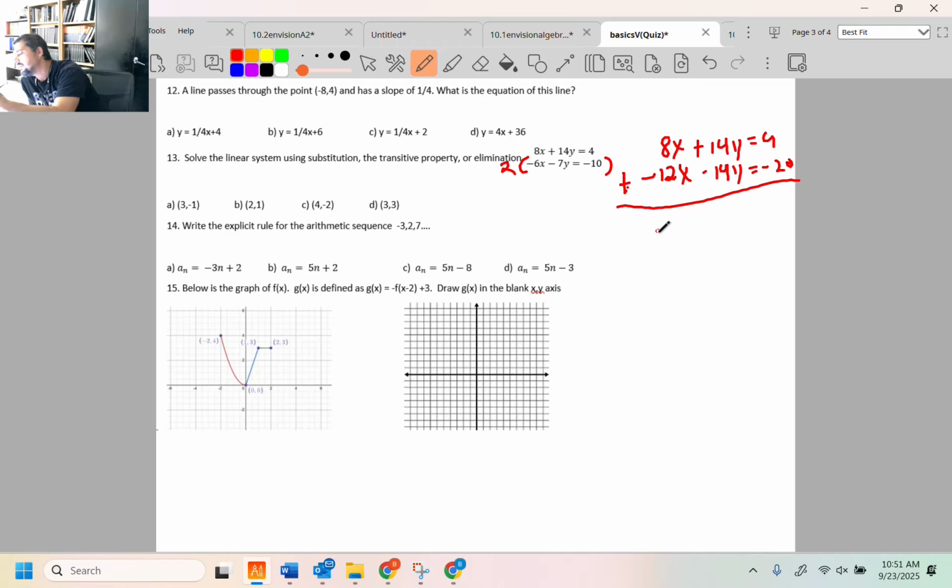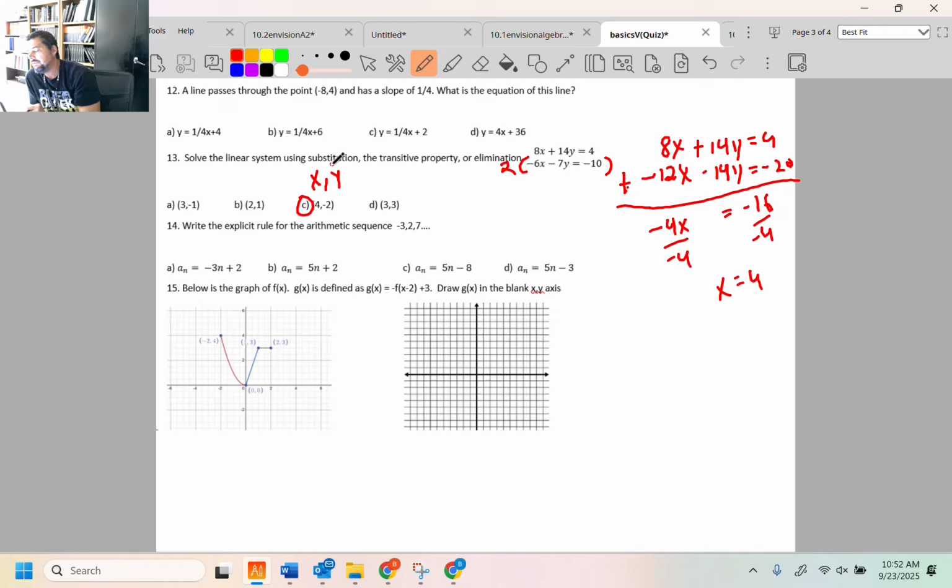8x take away 12x is a negative 4x. Positive 14y plus a negative 14y is nothing. 4 plus a negative 20 is negative 16. I had something else in my head for a second. We divide out the negative 4, and we get that x is 4, which means it's that guy, because this is x comma y, right? X had to be 4. That's what it had to be.